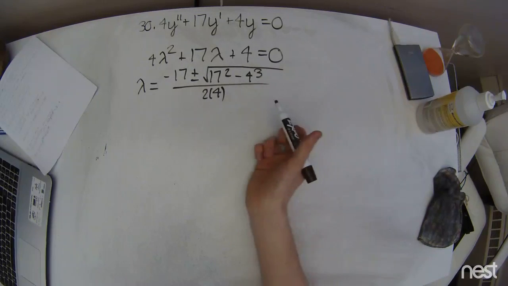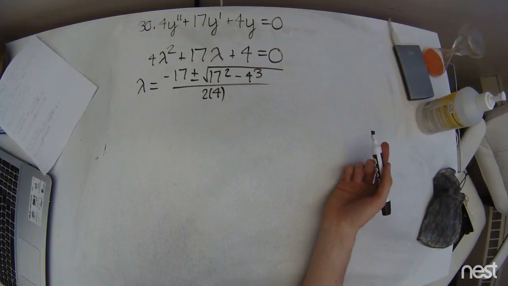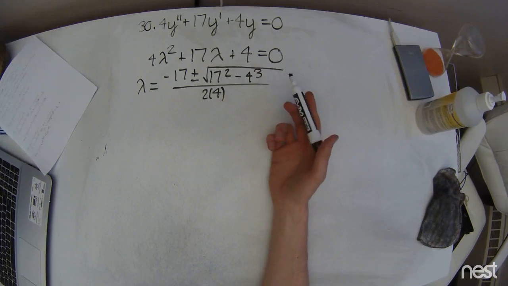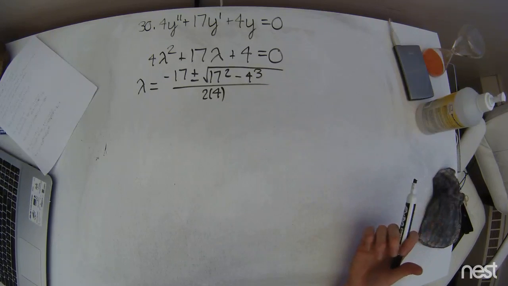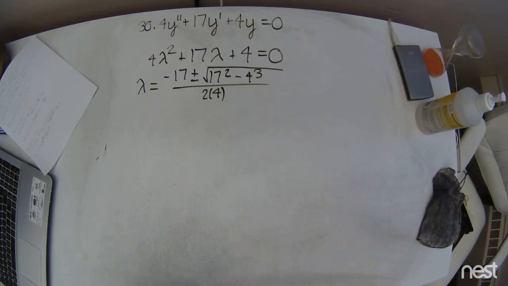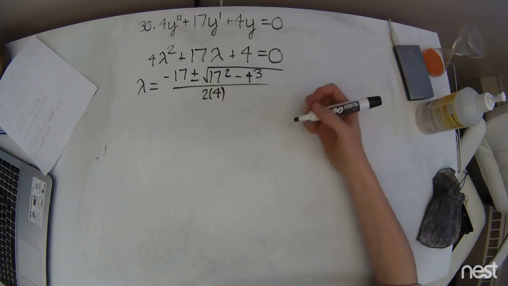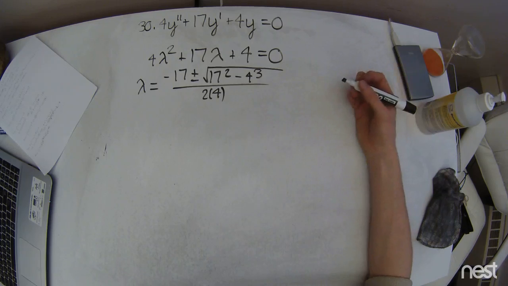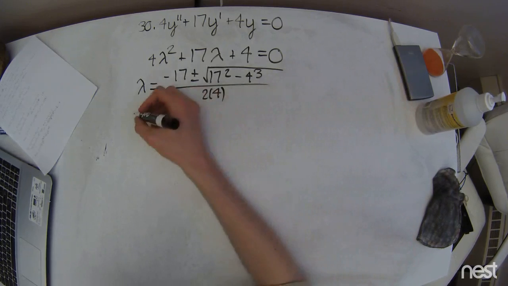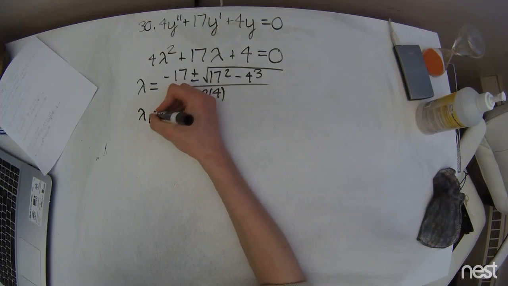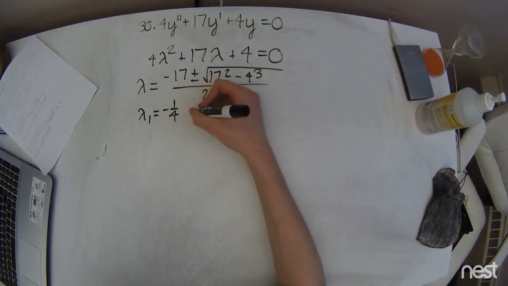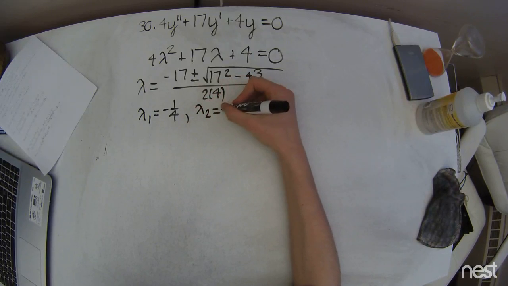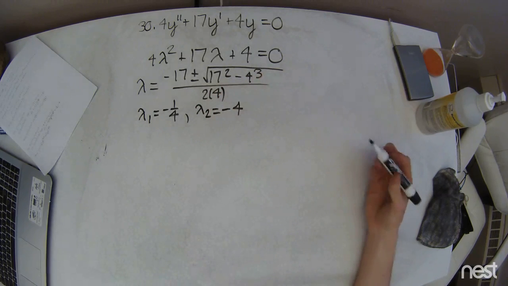Alright, so I mean, this isn't a particularly awesome expression to evaluate here. So you can do the arithmetic if you want, if you really enjoy that sort of thing, if that really floats your boat. Or you can just evaluate it with a calculator, which is easy enough. It's just going to give us a lambda 1, which equals negative 1/4, and a lambda 2, which equals negative 4.